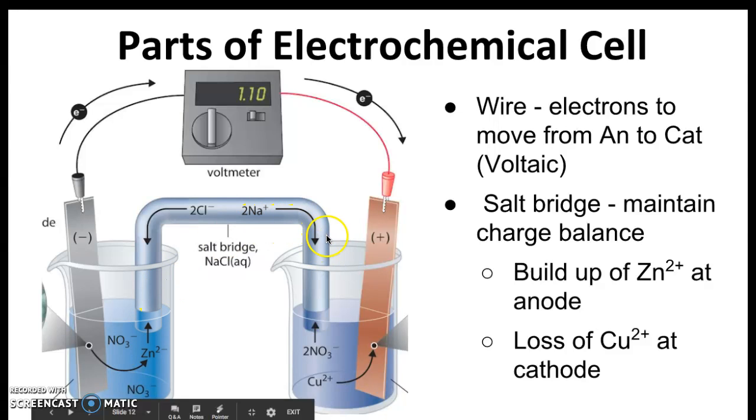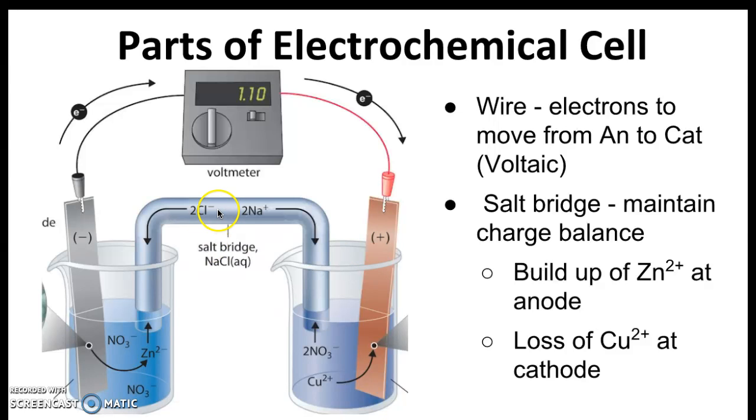On the flip side, for our cathode here, the Cu2+ ions are being removed from the solution and depositing onto the copper plate. To replace that, the cation in our salt bridge, in this case Na+, will start to pump into the solution to help reestablish that positive charge to maintain a neutral solution. The solution should be neutral. It shouldn't have a bunch of positive charge or a bunch of negative charge, or the reaction will stop. So that's the purpose of the salt bridge.